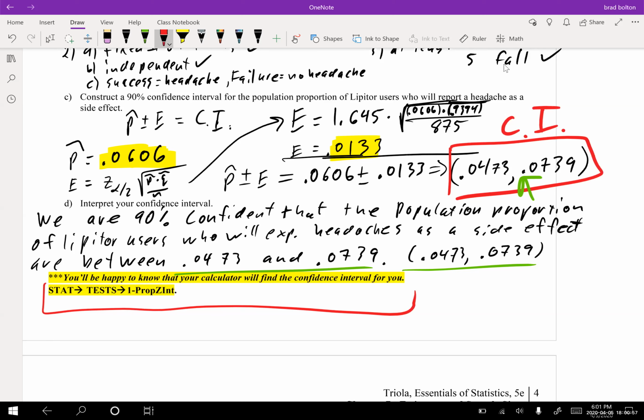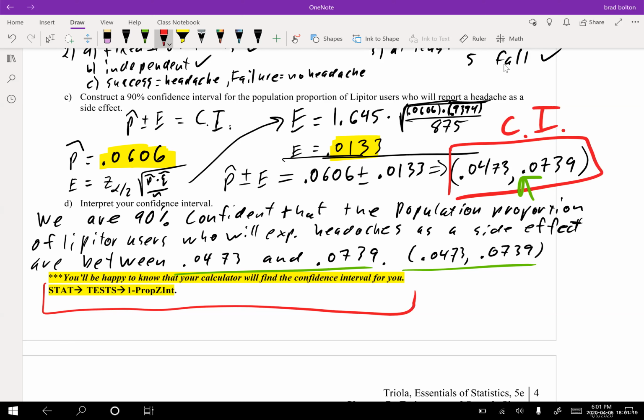Okay, so let me see. On my calculator, it's letter A, so it's kind of towards the bottom. 1 prop z int. It asked me for x. Okay, in my case, what's my x? Well, there were 53. What's my n? There's 875. What's my confidence level? 90%, so I did 0.9, and I hit enter.